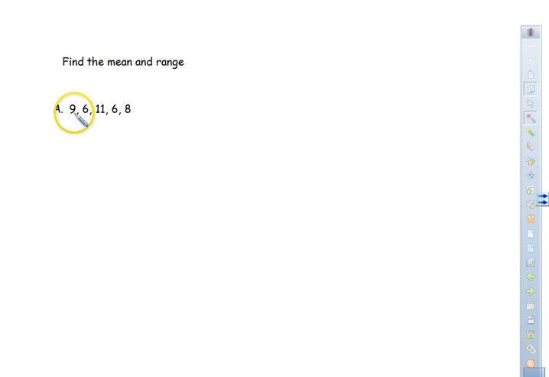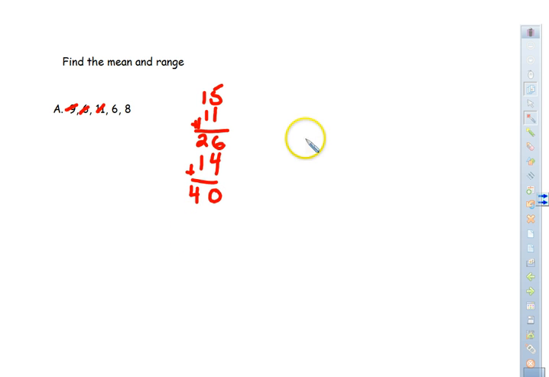Alright, so we're going to add these together, and I get 9 plus 6 is 15, plus 11 more, which is going to give me 26, plus, and then I'm going to add these two numbers together, which is going to give me 14, and I'm going to add that to my 26 to get 0, carry the 1, and I get 40. So 40 is my total, that is my sum, and I have 1, 2, 3, 4, 5 numbers, so I'm going to divide that by 5, and 40 divided by 5 is exactly 8. So my mean is 8.